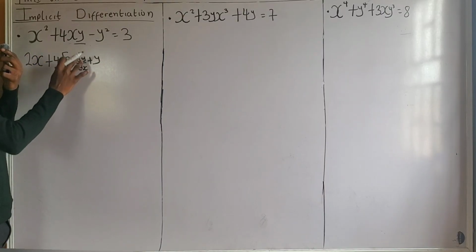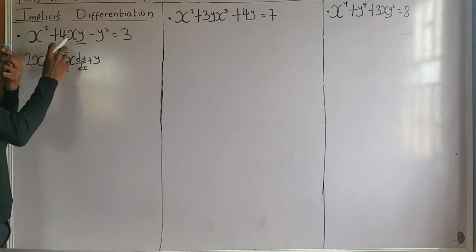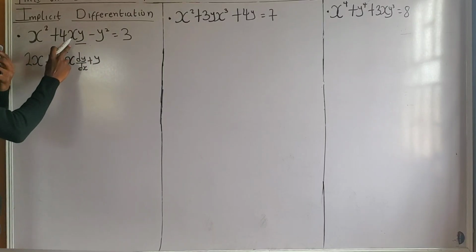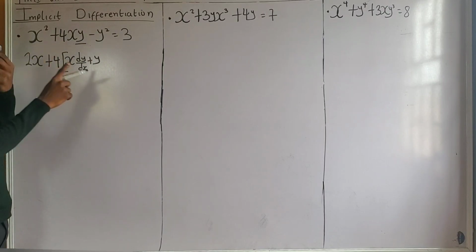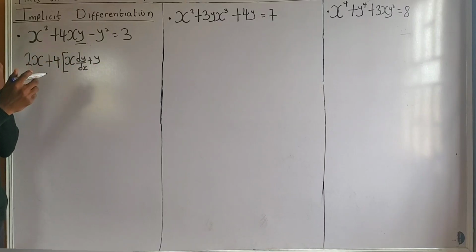Now, you have to keep y constant. Then you have to differentiate x. If you differentiate x, you're going to have 1. 1 times y will give me y. Do you understand? Okay.